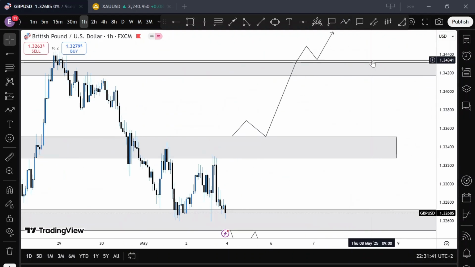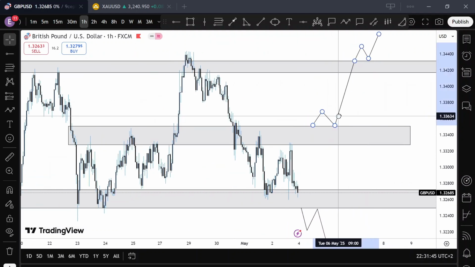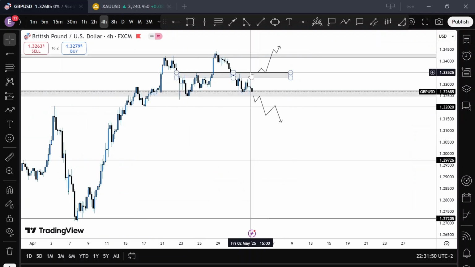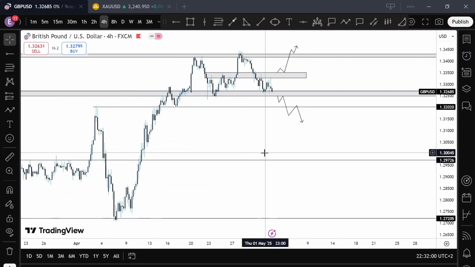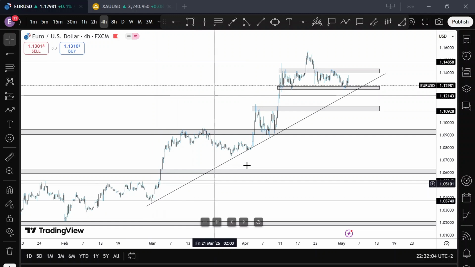Let me take this off. Okay, basically this is what I'll be looking out for here on pound USD: buy above these regions of 1.3340, and sells below these regions of 1.3265.